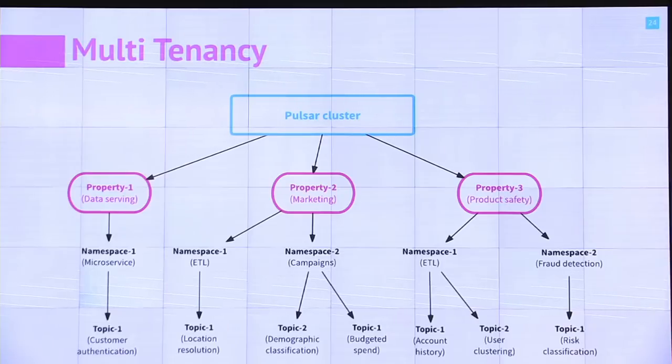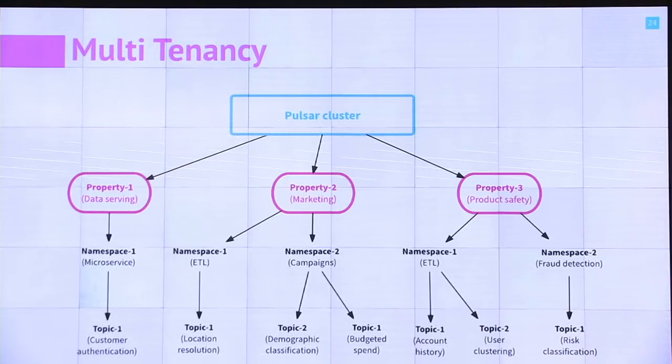Multi-tenancy, so this was something that was built in from the ground up. A single Pulsar cluster can be as tiny as a single Raspberry Pi, or it can be a data center wide thing. It can actually support the entire enterprise.